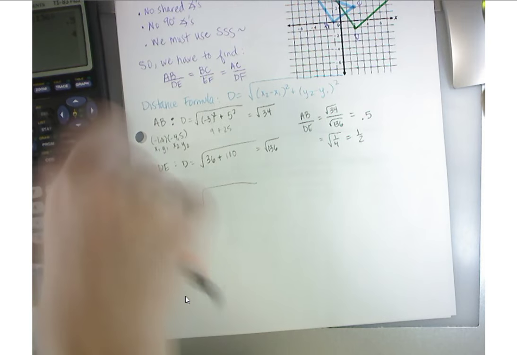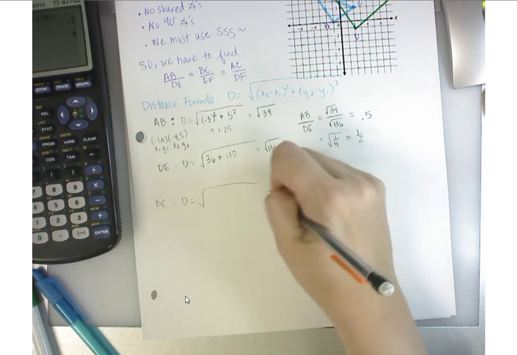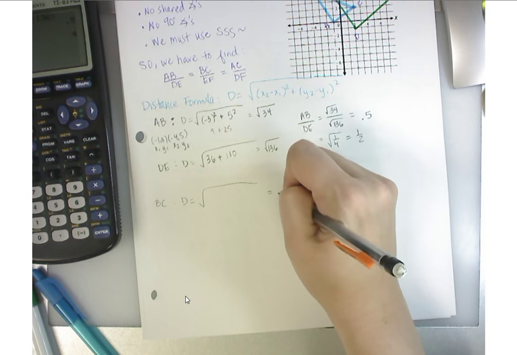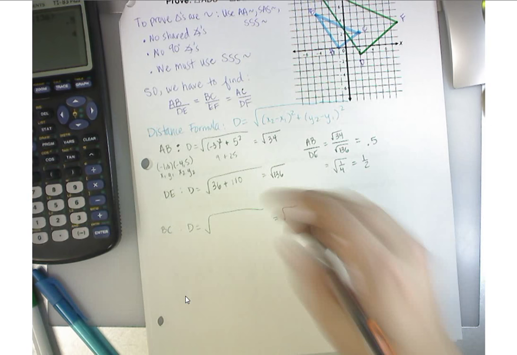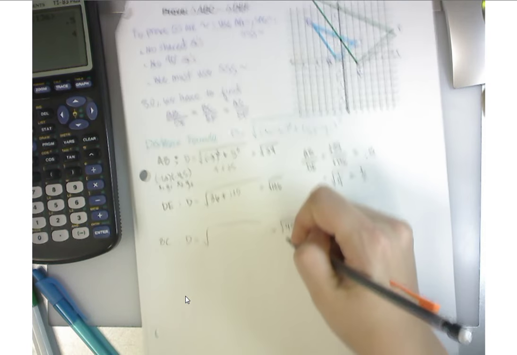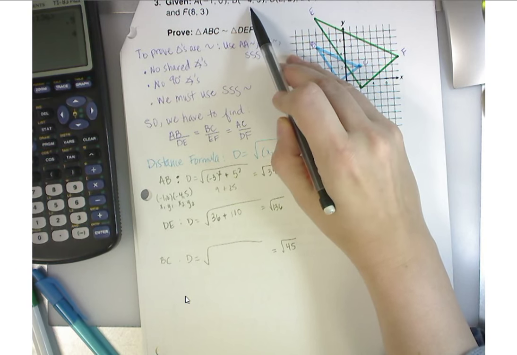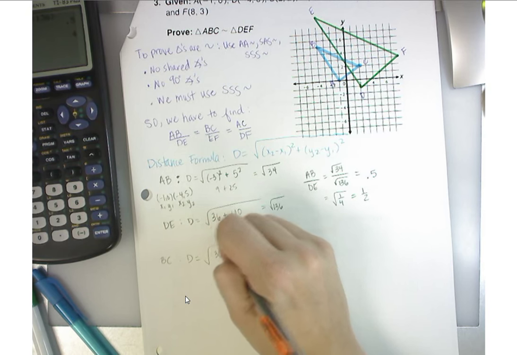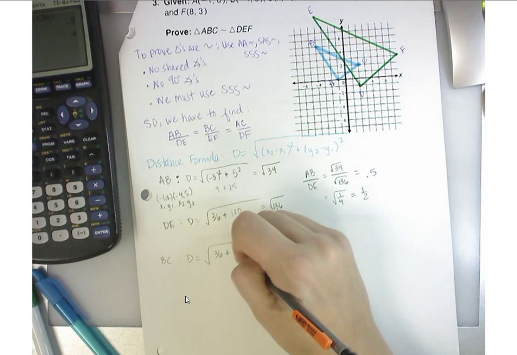Okay, so what did you guys get for the length of BC? What did you guys get? Yeah, the square root of 45. Okay, so let me just double check that you're doing this right. So for B and C, if you do 2 minus negative 4, it's plus 4, which is 6. And then 6 squared would be 36. And then for Y, for B and C, 2 minus 5 is negative 3. Negative 3 squared would be 9. So you'd get the square root of 45.